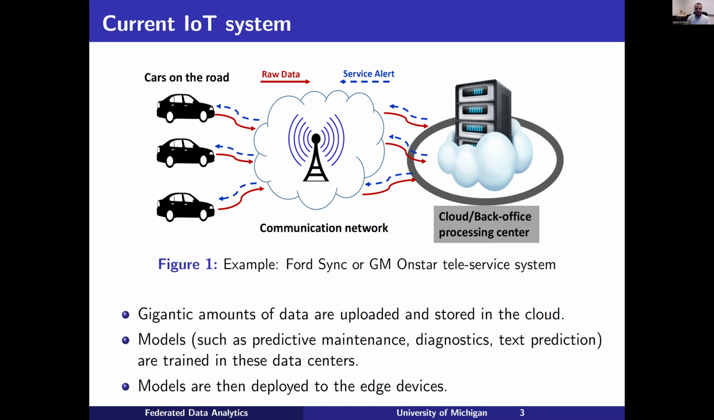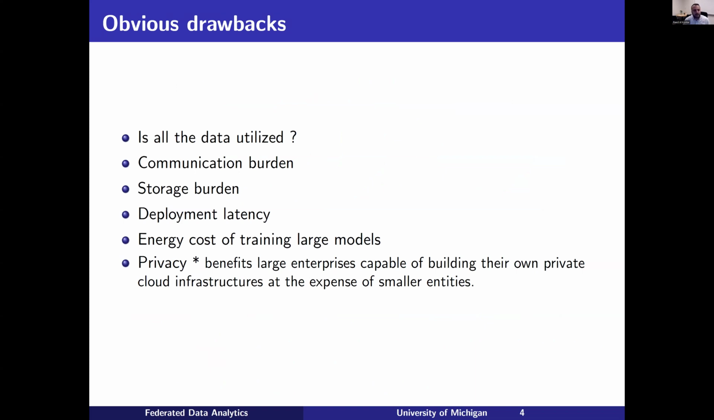If you subscribe to their systems like OnStar for GM, Sync for Ford, this data is uploaded to a cloud, and on the cloud, in this back office, a lot of analysis is being done, models are being learned, like predictive maintenance, and the hope is to keep the driver informed about the health of their vehicle. But these big IoT giants have quickly realized that there are very fundamental drawbacks to this centralized approach where all the data is being uploaded to a central server.